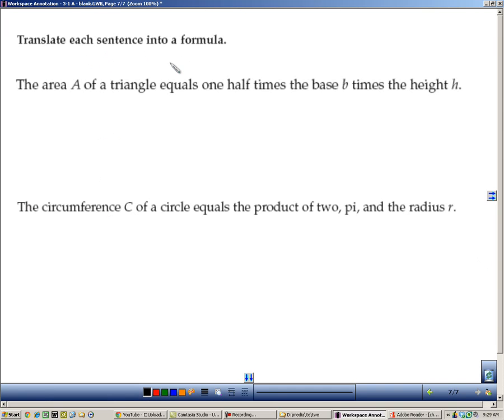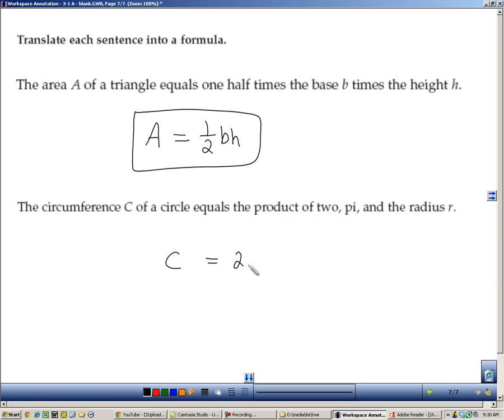2 more here. This time they're going to be formulas. It says the area A of a triangle equals, there's the equals. Now what equals? The area, so this is going to be A equals 1/2 times the base. So 1/2 looks like that, times, we'll just put a B next to it, times the height. So this is actually the formula for the area of a triangle, 1/2 base times height. You may have also learned that in grade school as base times height over 2. Here the circumference C of a circle equals circumference C, the product means multiply, of 2. So we're going to multiply 2 times pi and the radius r. So circumference equals 2 times pi r.